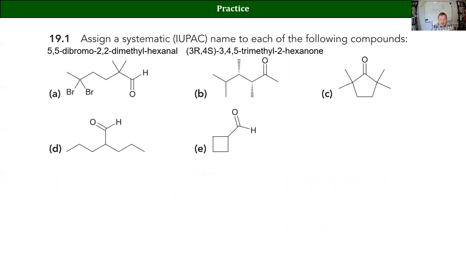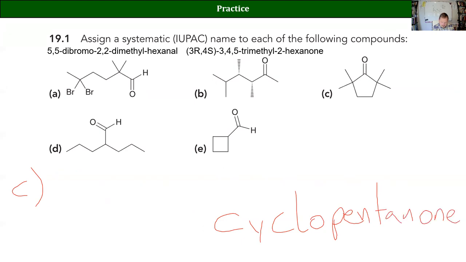So C is going to be a cyclopentanone. And just like with alcohols, wherever our primary functional group is attached is going to be carbon one if it's on a cyclo group. So we don't need to specify 1-cyclopentanone. We just would need to specify 5,5-tetramethyl.